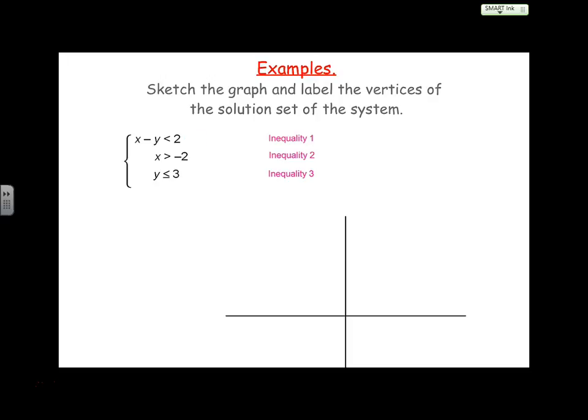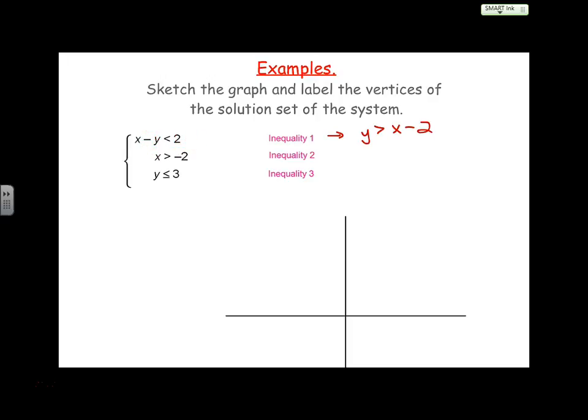instead of x minus y is greater than 2, can't we see him also as y is greater than x minus 2? Wait, what? How did I do that? Oh, algebra, of course. I added y, I subtracted 2, and I subtracted 2, right? Rearrange, get y by itself.